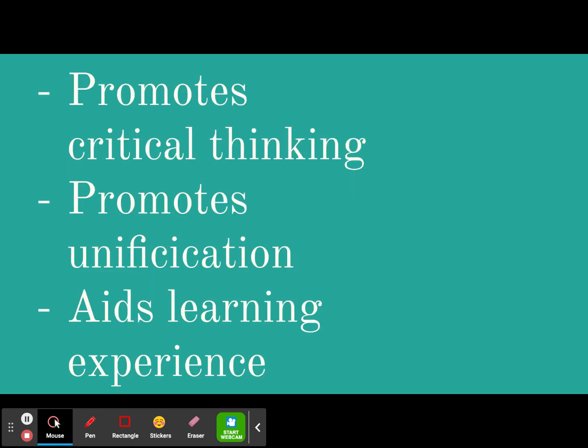Well, finding connections helps to promote critical thinking through challenging you to find similarities and differences within various styles of writing. It promotes unification through finding unexpected similarities, and it aids the learning experience because through finding connections within diverse literature and topics, you are able to have a more engaging and powerful learning experience.